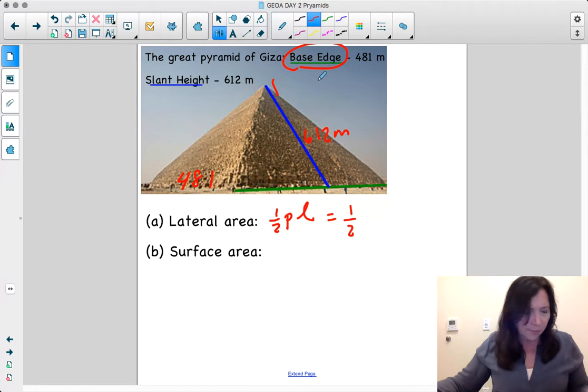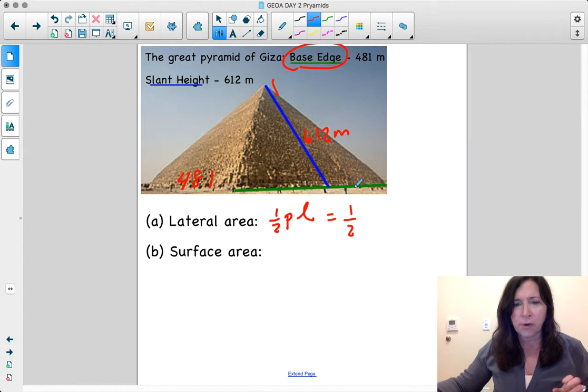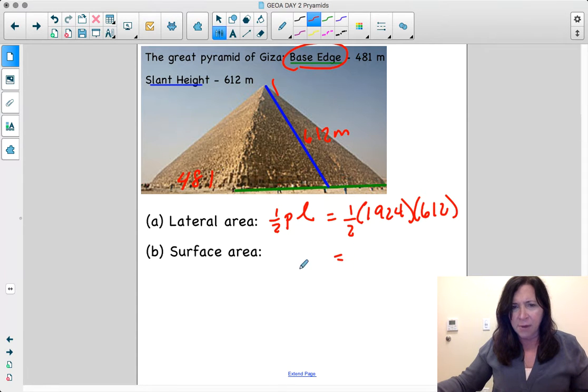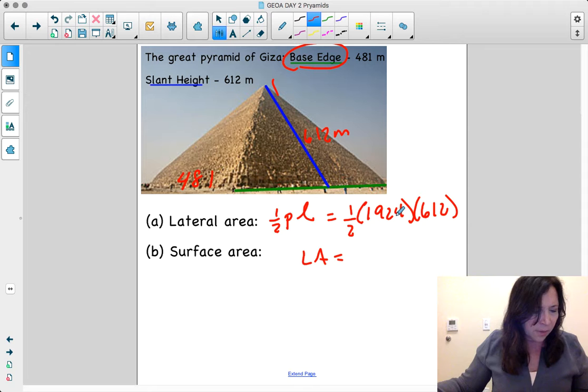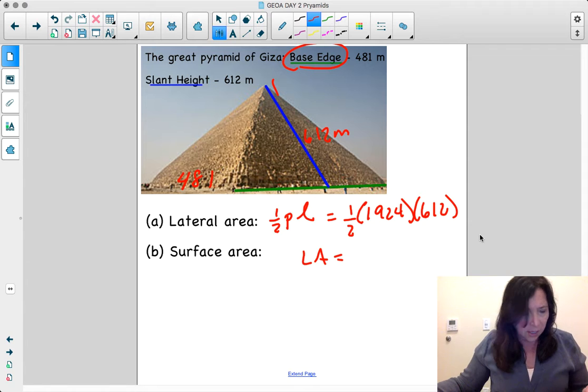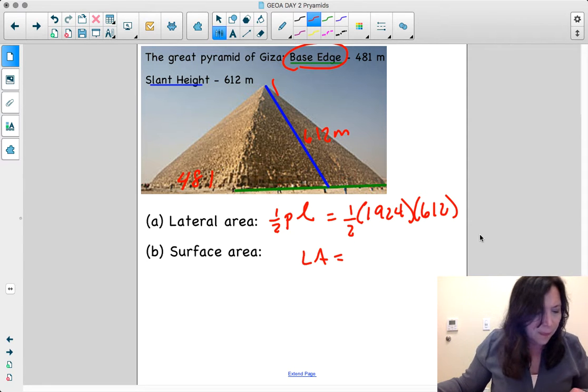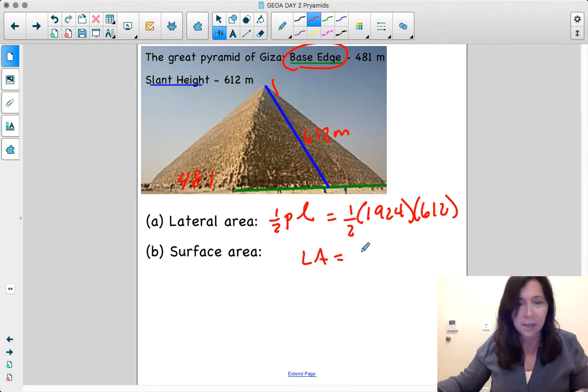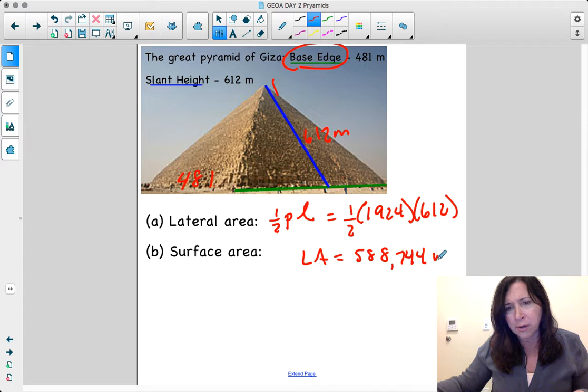So my perimeter is actually going to be 481 times 4. I'm going to use my calculator. 481 times 4 is 1924. So 1/2 my perimeter, which is 1924, times my slant height, which is 612. So for my lateral area, that's 1924 times 612 divided by 2, and that's 588,744. So my lateral area is 588,744 units squared. Remember, area is always units squared.